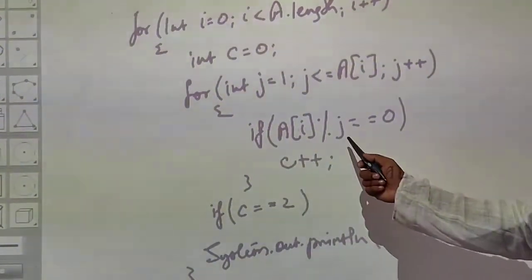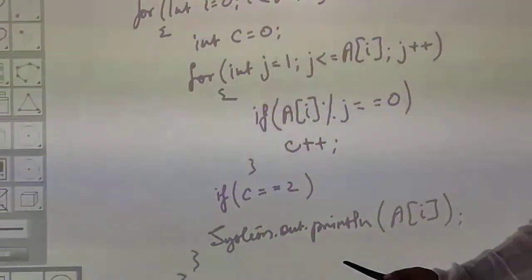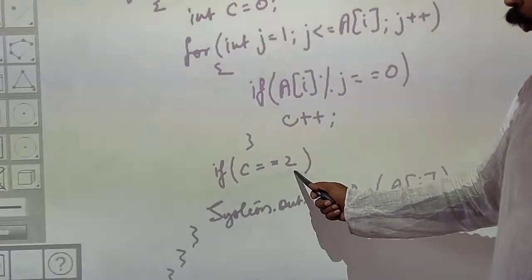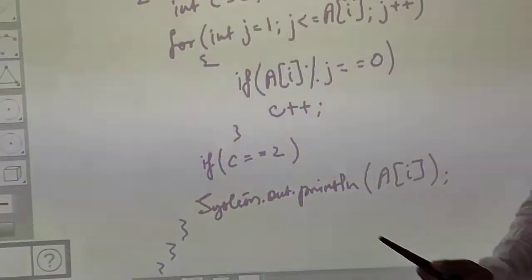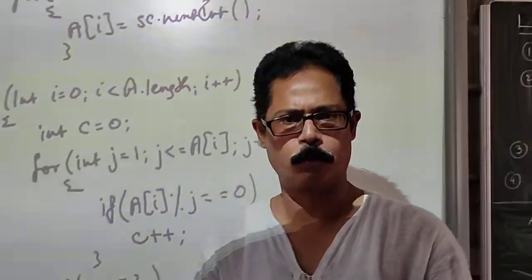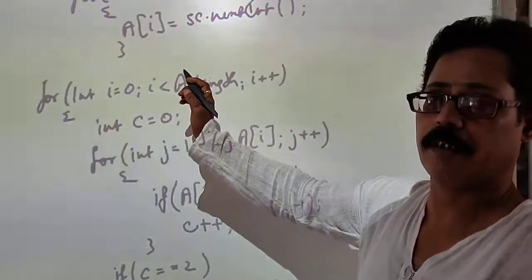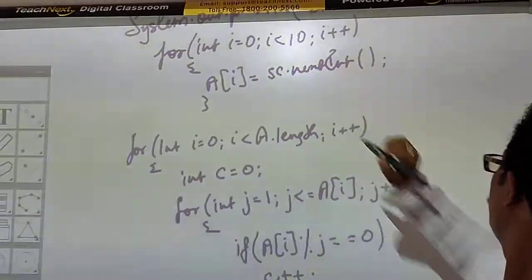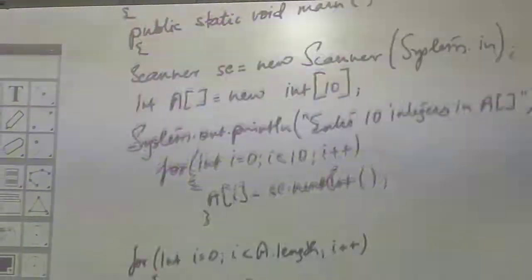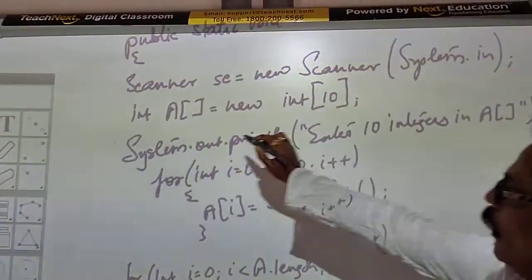If a[i] modulus j equals 0, then c plus plus, close the j loop, and if c is equal to 2, then print ln, that is a[i]. That means if it is a prime number, it is going to print. If it is not a prime number, it will go back to the next value of i, and it will extract from here.